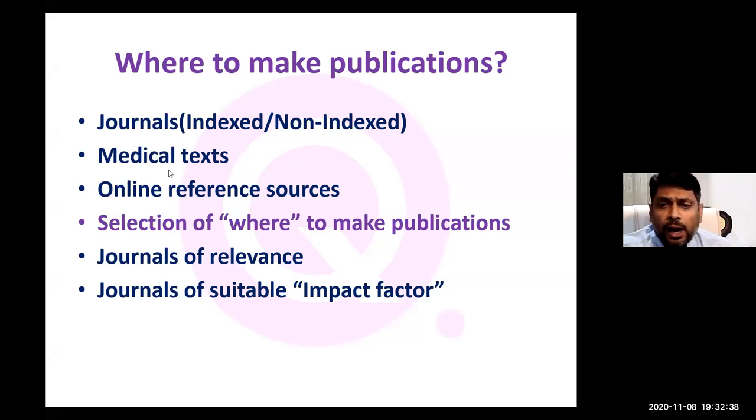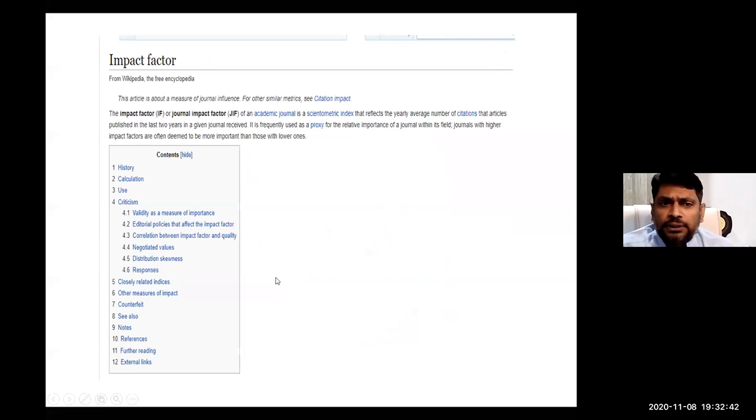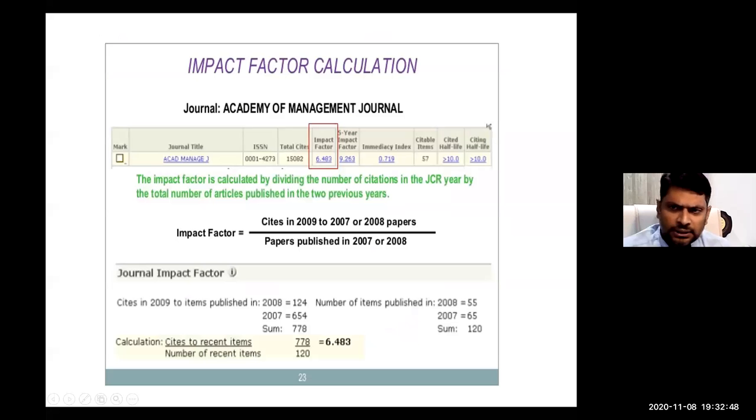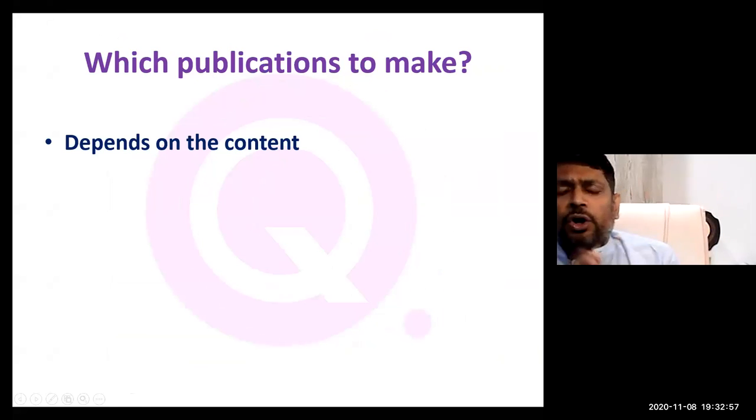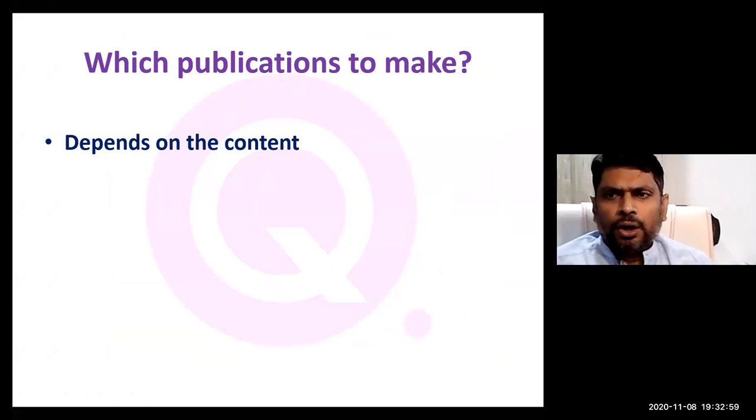You can look up impact factor on Wikipedia and see what it is. Basically, they take the data for 2 years as a cutoff, and then they calculate the impact factor, and that's how the impact factor of all the journals is done. So now you know where to publish.